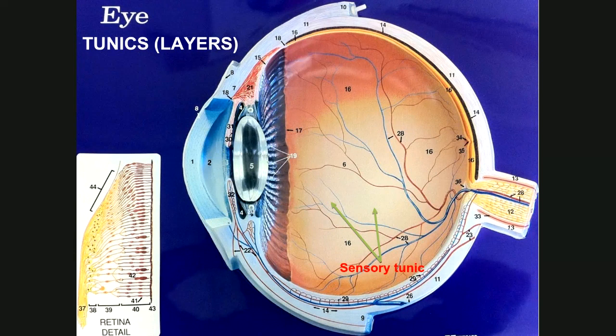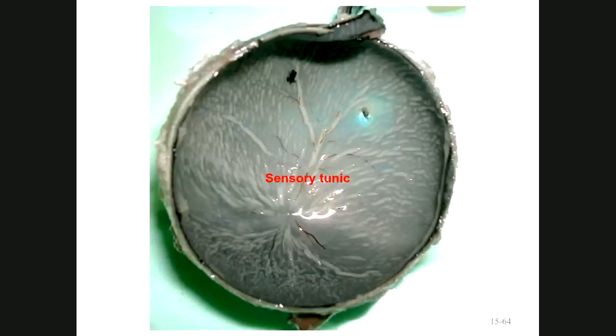So this is a blow up of the sensory tunic. The sensory tunic is called the retina. And this is a blow up of it. And look, it's nerve cells is what it is. Here's what it really looks like.